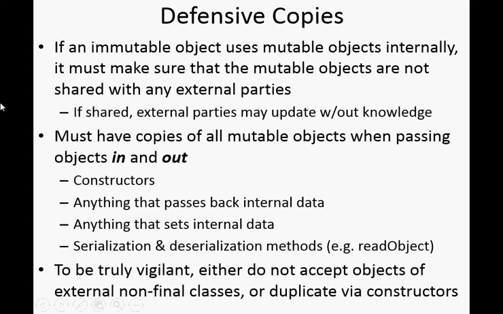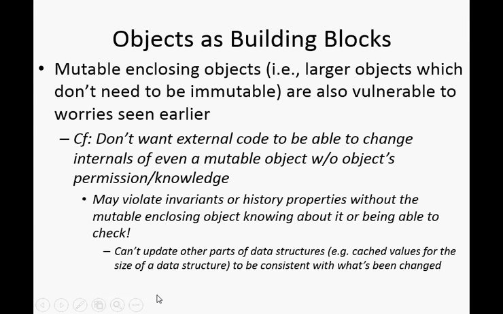Okay, so here we're dealing with this need to create copies of mutable objects referenced when passing objects in and out, okay? These include constructors and things that pass back data. And to be really vigilant, don't accept objects of non-final classes, duplicate via constructors. In short, it's a big pain. It's a big pain, okay?